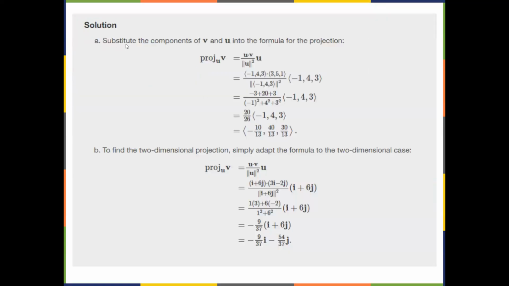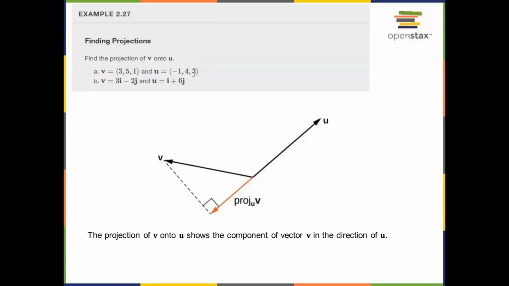Okay. All right, substitute the components of v and u into the formula for the projection. So we were just given all of this. If you didn't write it down, or at least if you didn't pay attention to it, there it is. So 351 and negative 143, and then v is 3i minus 2j, and u is i plus 6j.